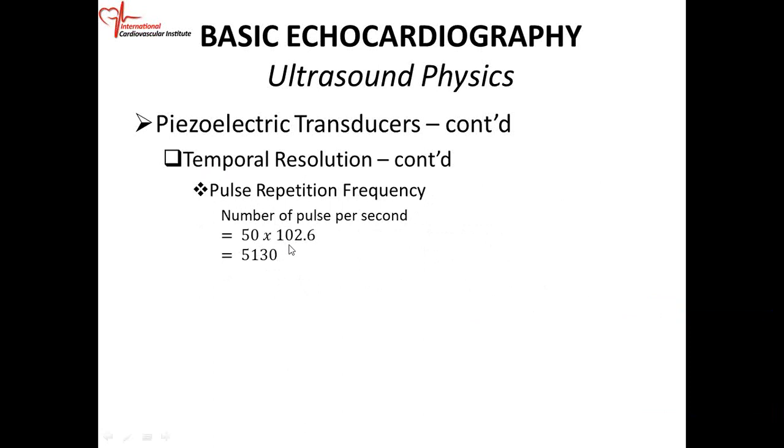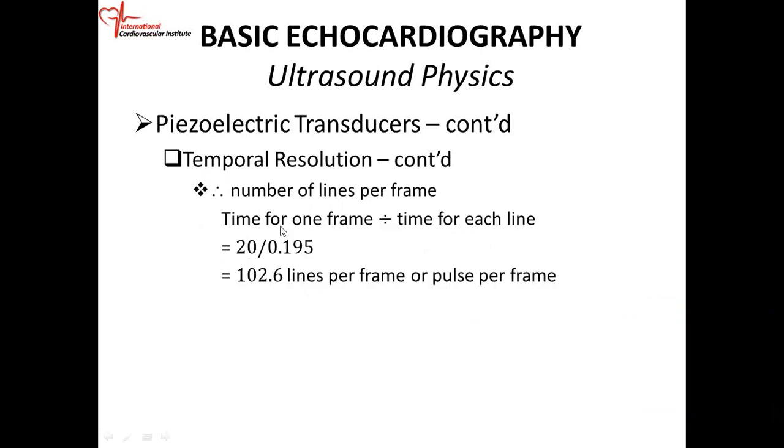The time it's going to take for one frame, the number of lines per frame is your 20 divided by 0.195. This is the number of lines, okay? The number of lines is the same thing as the number of pulses, remember? Because each line represents an incident wave and a reflected wave.